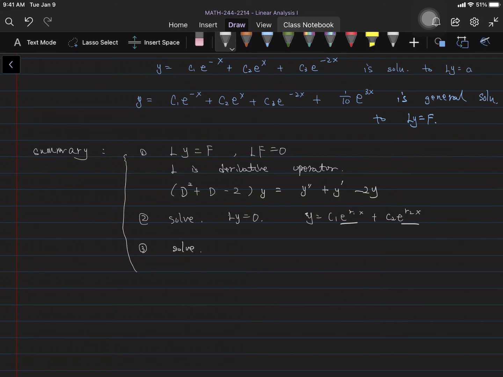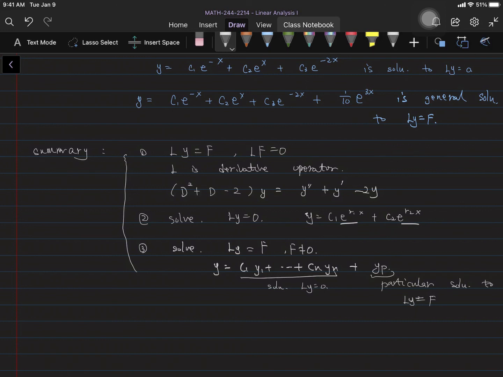And thirdly, we solved the non-homogeneous differential equation. That means the solution equals c1 y1 plus through cn yn plus yp: the solution to the homogeneous equation plus the particular solution to Ly equals f. Okay, so in the next 2 sections, we will continue to solve more complicated differential equations like order n.